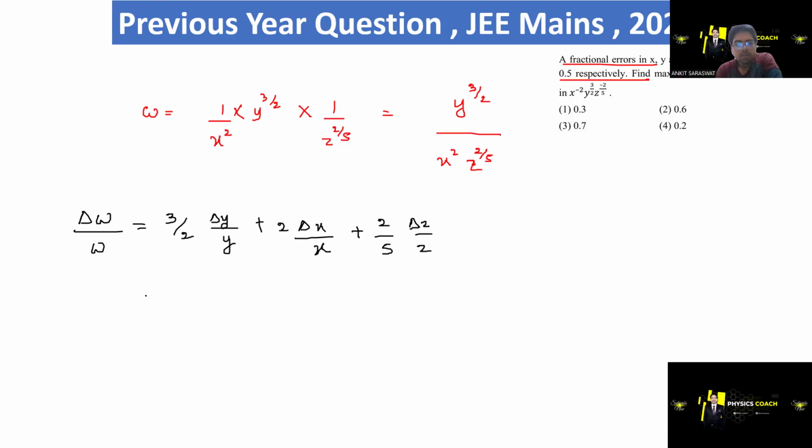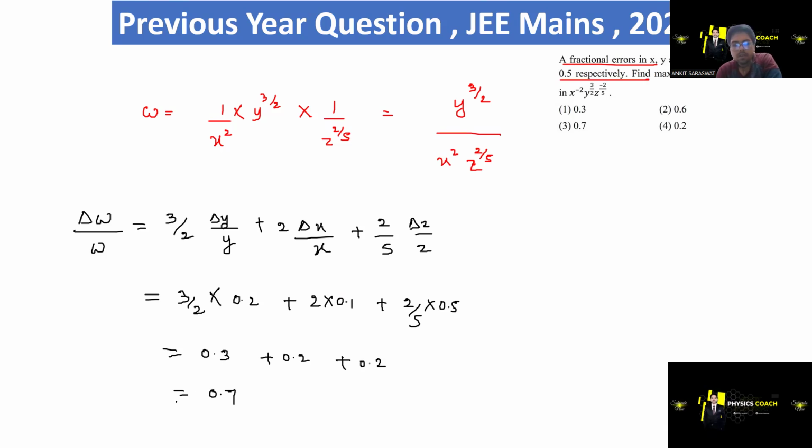Now delta y by y is given in this problem. Fractional error in y is 0.2. Fractional error in x is 0.1. Fractional error in z is 0.5. So it comes out to be 0.3, 0.2, 0.2. So it will be 0.7.